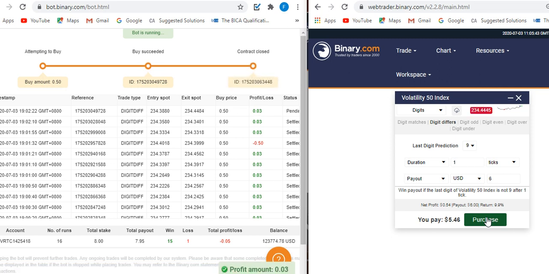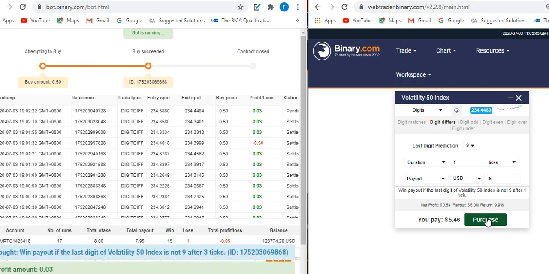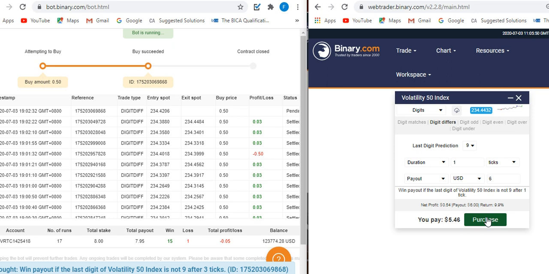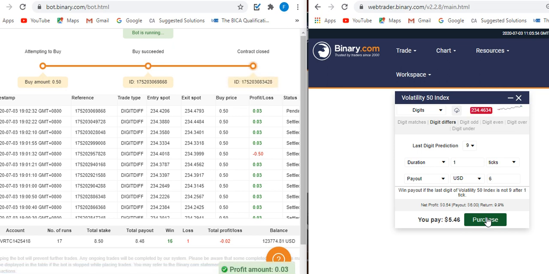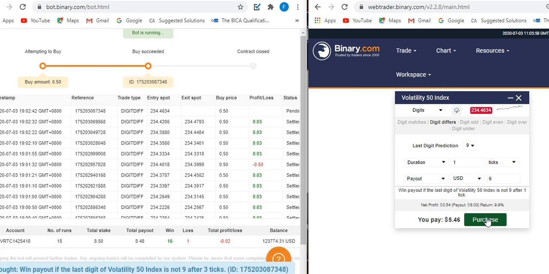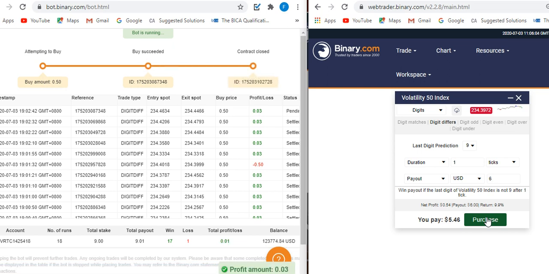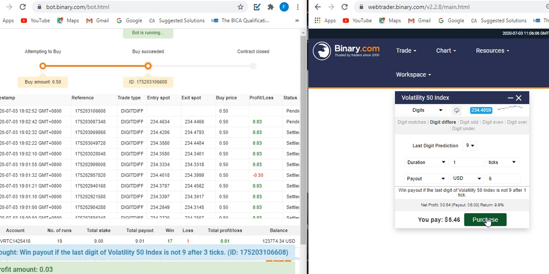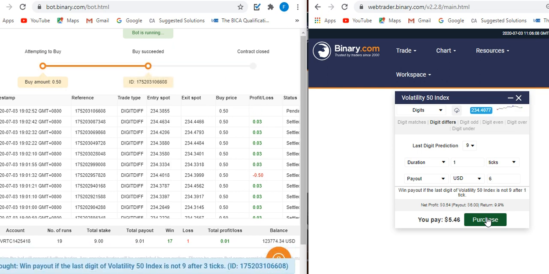Even you can try with different numbers. Let's see the success rate, but 9 is really successful. You don't find any mistake or further losses if you are using the 9 prediction. It's a more accurate prediction for the 50 volatility trade. I will go with another trade and then I will show you.